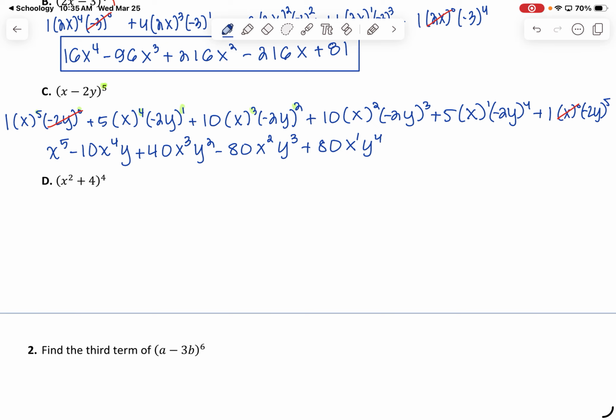All right, last one is negative 2y to the 5th power. So that is minus 32y to the 5th. 5, 4, 3, 2, 1, 0. 0, 1, 2, 3, 4, 5. Notice I'm checking my exponents to make sure I didn't make a mistake. All right, so there is my answer to that binomial expansion.